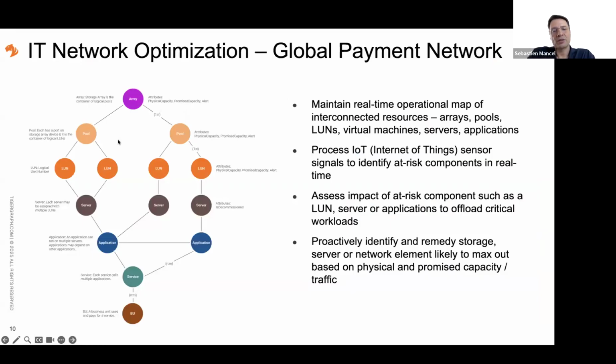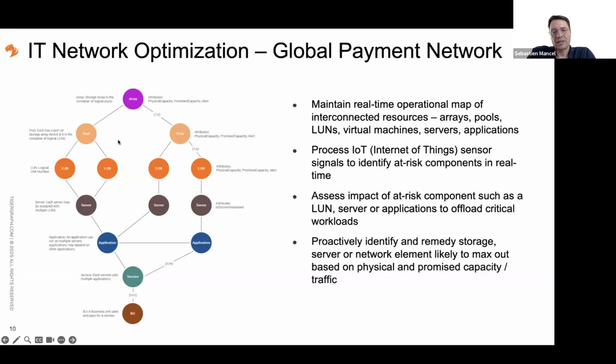So now let's look at another industry application. This time it's in IT infrastructure optimization. And this was for a global payment network. This was actually Visa, I believe. Now, in large enterprises, these IT environments are extremely complex with many interconnected components. You have arrays, pools, logical units or LUNs, virtual machines, servers, and applications.